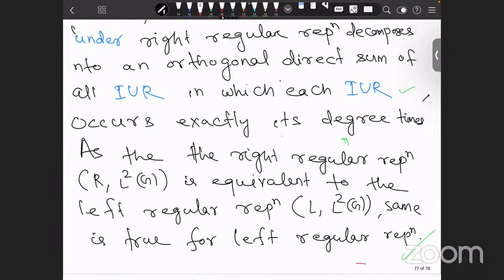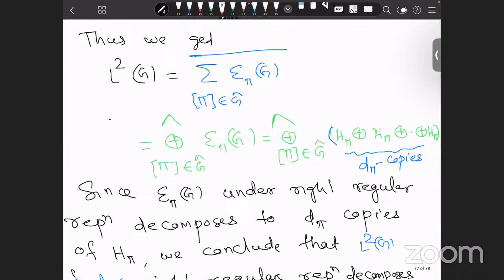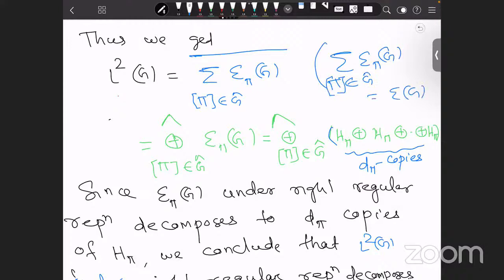So this is the thing. What I am getting is L2G. This is nothing but the summation of the vector space sum of E_π G, π belongs to G hat, closure. Recall that this thing is E_π G, π belongs to G hat. So this is nothing but your E_G, right? E_G closure is L2G, we have shown. So I am writing this.